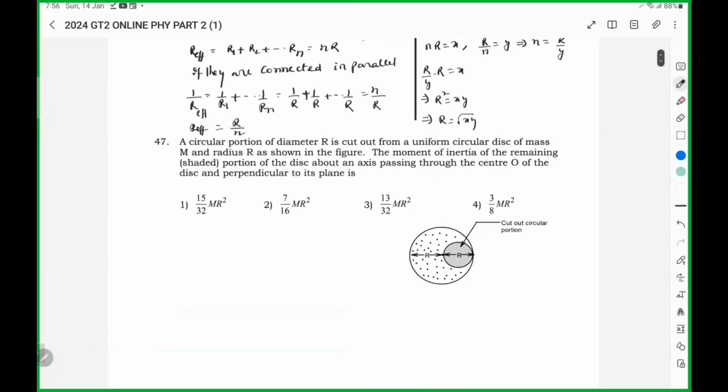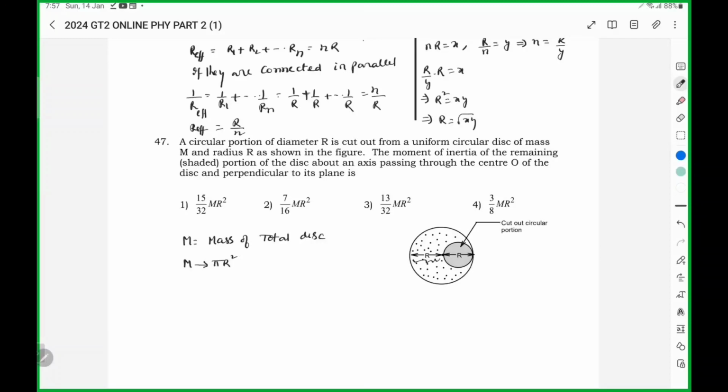In the second question, a circular portion of diameter R is cut from a uniform circular disk of mass M. Here M is the mass of the total disk. The disk is not like a ring; mass is spread out throughout its area, so mass is measured in terms of area. The bigger disk has radius R.